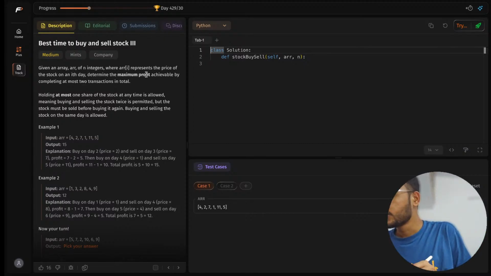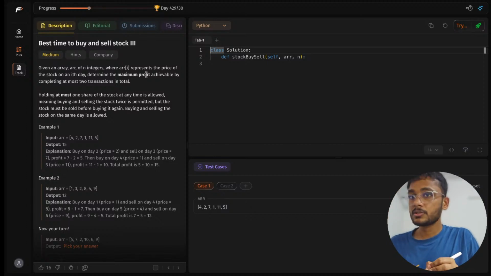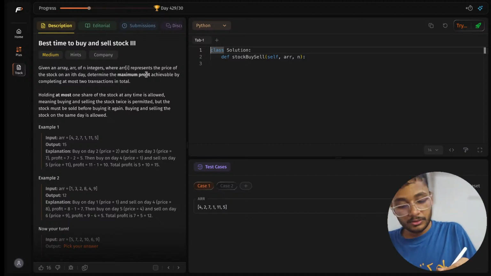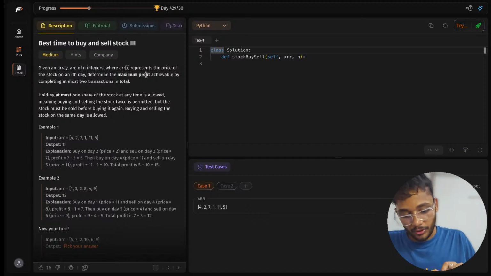Okay, so for example, we have the given array 4, 2, 7, 1, 11, and 5. And in the second example, the array is 1, 3, 2, 8, 4, 9. So the thing is, we'll start with the first.